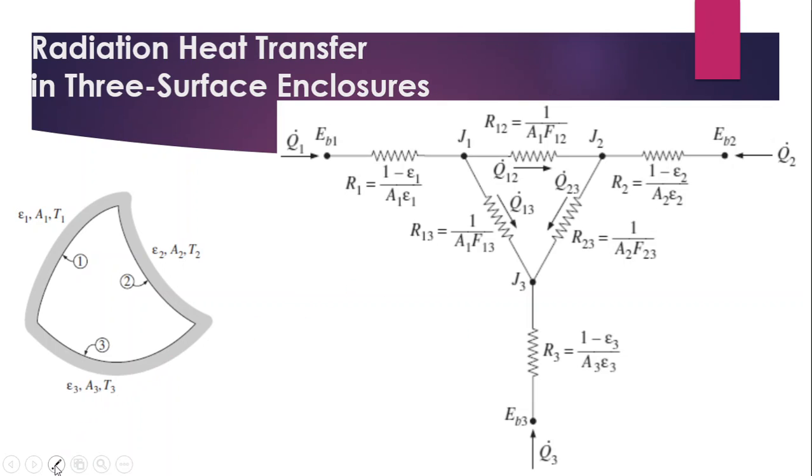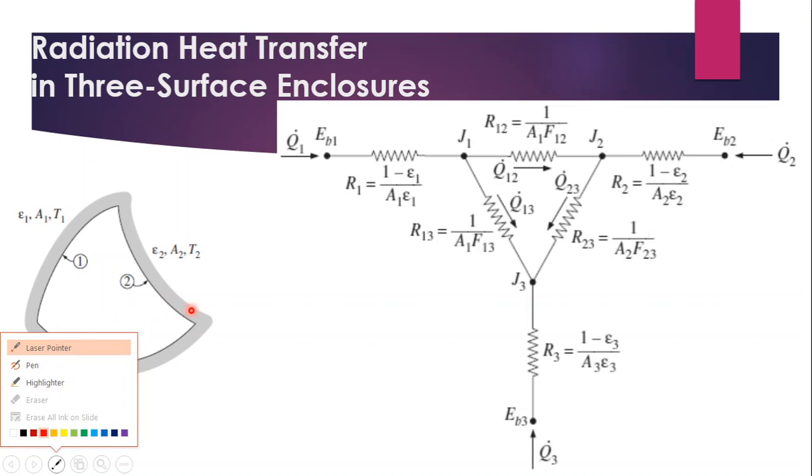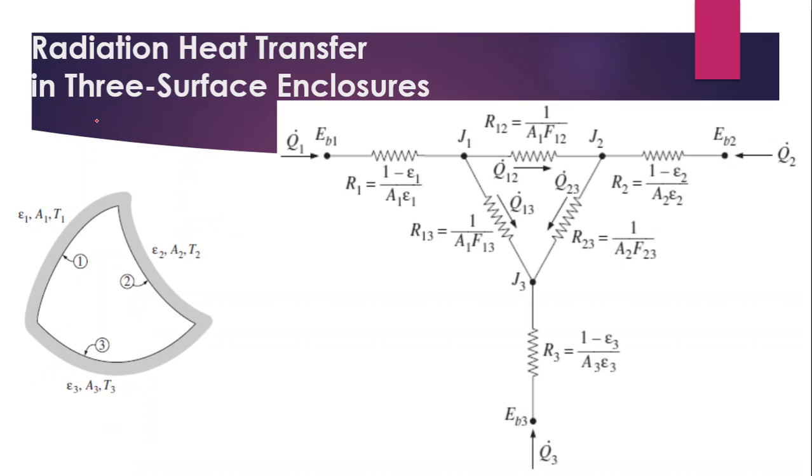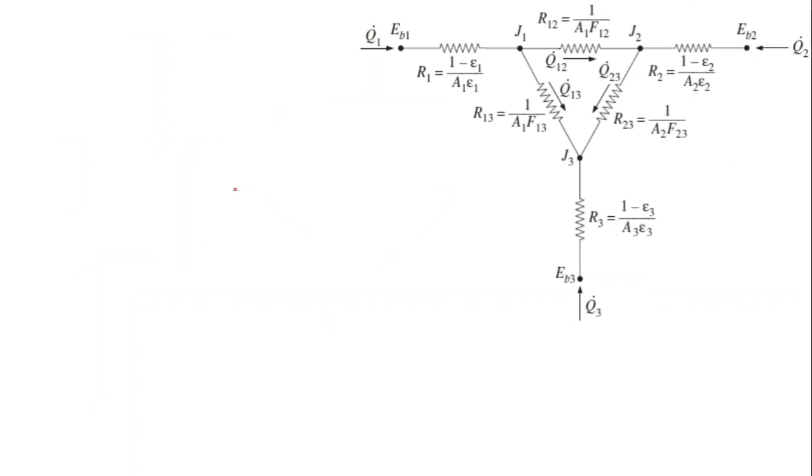What will happen with four surfaces? As you might know by now, when we have four surfaces, we will have a diagram like this. In the case of four surfaces we will have a square, whereas in this case we have an equilateral triangle. On all the sides of the square, we will have space resistances.